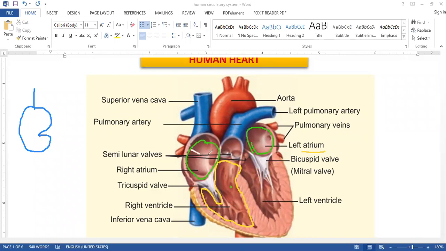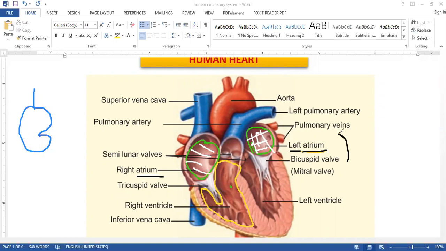So this is one chamber, and this is another chamber. These are the upper chambers. Both of these upper chambers can be called atrium. Look, this one is an atrium. But if it is on the left side, we call it the left atrium.